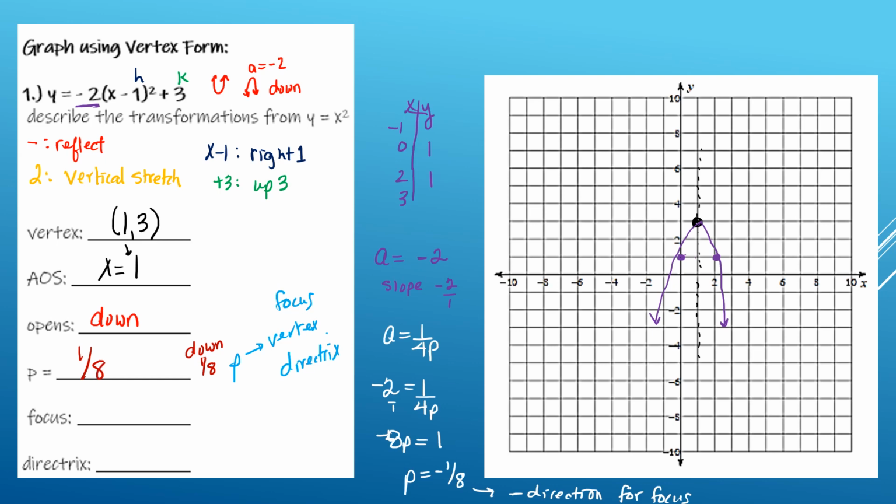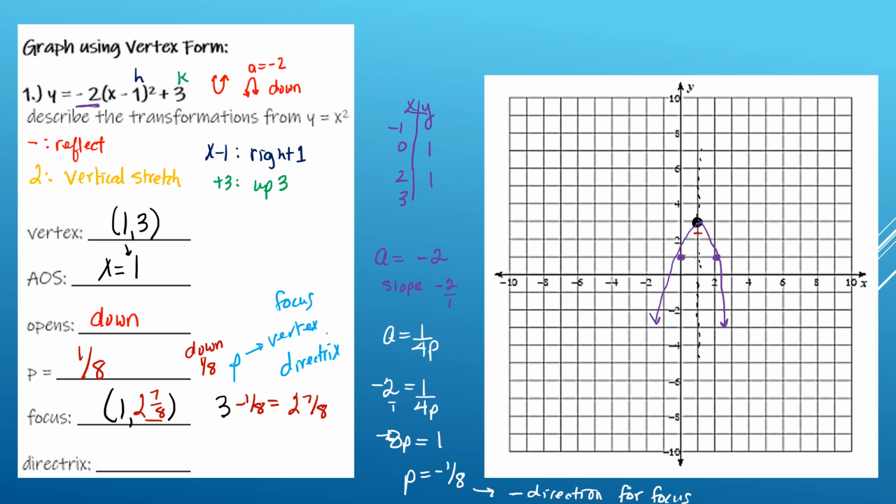my focus point. So what we're going to do is we're going to take the vertex that we have, which is 1, 3, and I'm going to take 3 and I'm going to subtract 1/8 from it to determine our new coordinate for the focus. So 3 minus 1/8 is 2 7/8. And you can write that as the mixed number, or you can change it to an improper fraction. I'm just going to keep it as a mixed number. So 1, 2 7/8. So just a little bit below the vertex is where my focus is going to be.